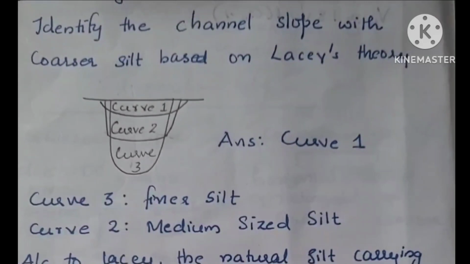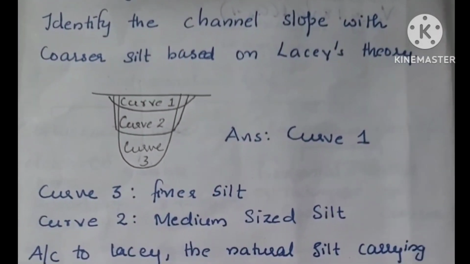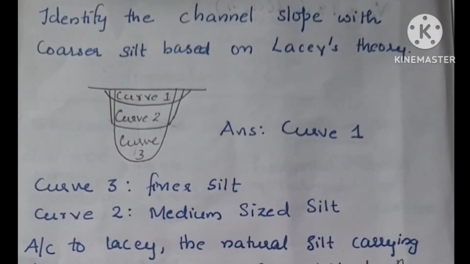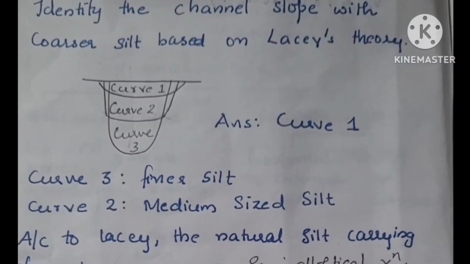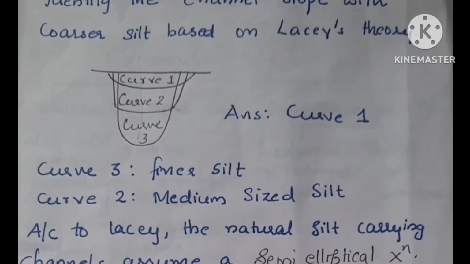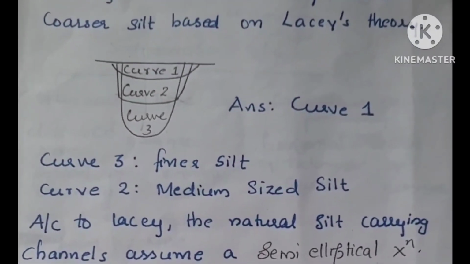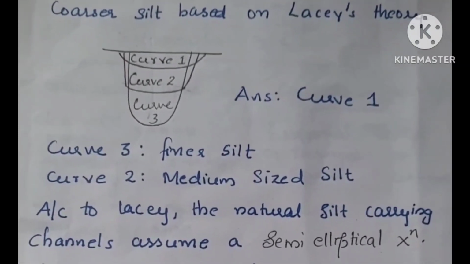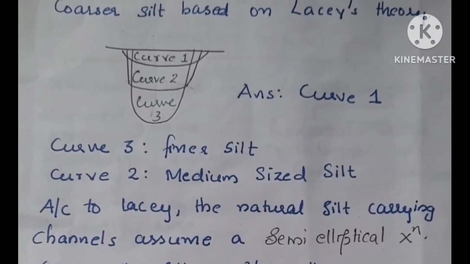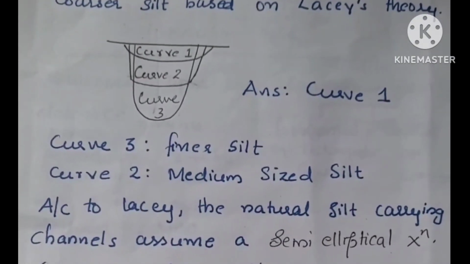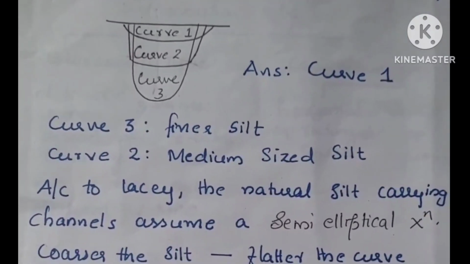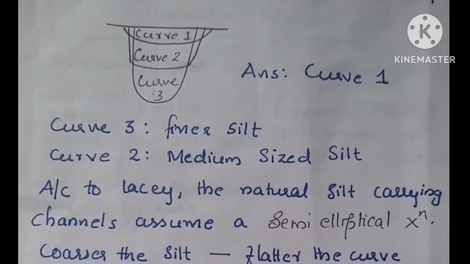First question: identify the channel slope with coarser silt based on Lacey's theory. Here three curves are shown in the figure. According to Lacey's theory, natural silt carrying channels assume a semi-elliptical cross section.